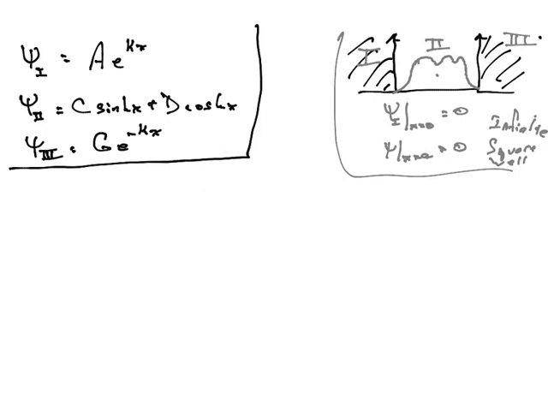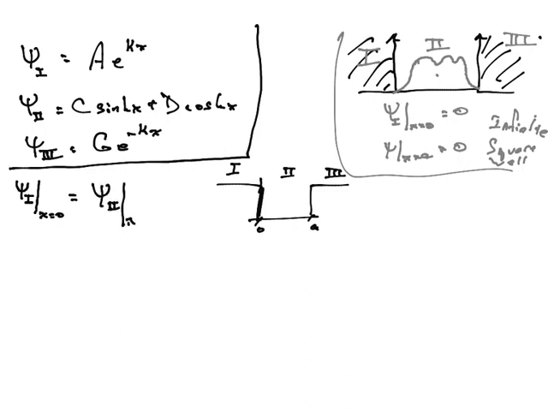I'll go ahead and draw what this looks like. I have region 1, region 2, region 3. This is the finite square well now. Here's 0, here's A. It says that the wave function in region 1 at the boundary, x is equal to 0, so this is the boundary right here, the wall, where the wall starts, better be equal to the wave function in region 2 at the boundary, x is equal to 0.